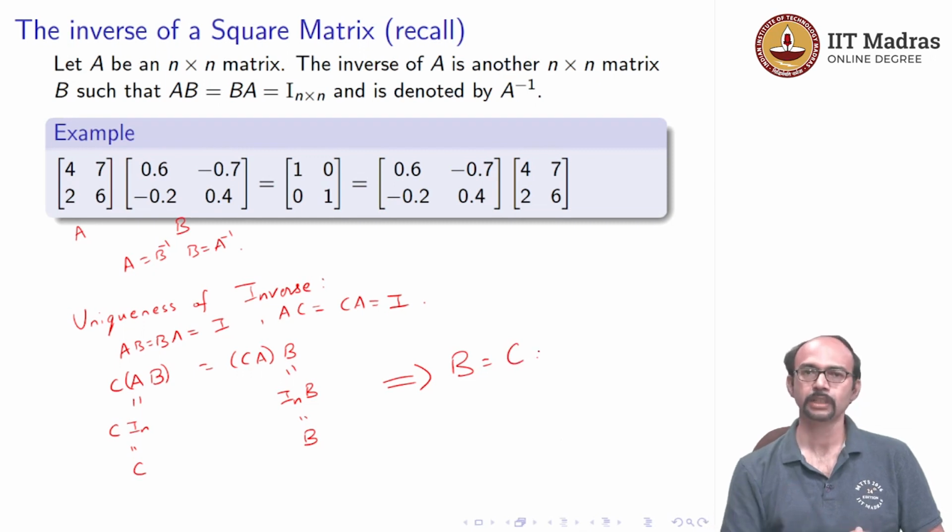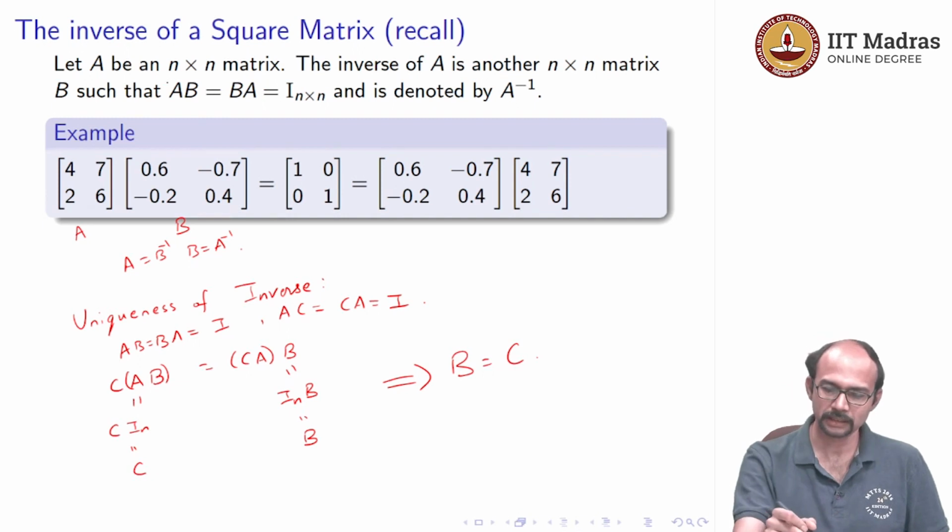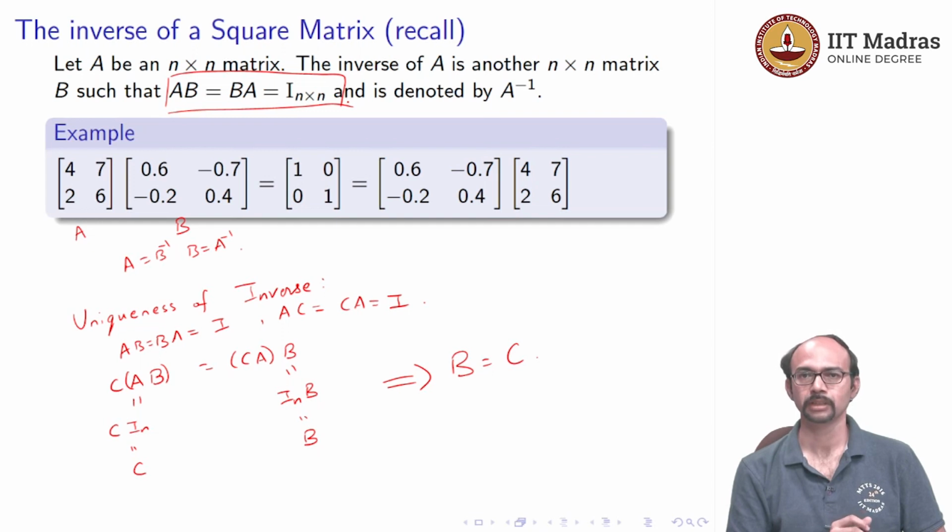So, in other words, if two matrices satisfy this relation, that A times B is B times A is identity, then they must be the same. So we are saying that the inverse is unique. Of course, we do not know if it exists or not.